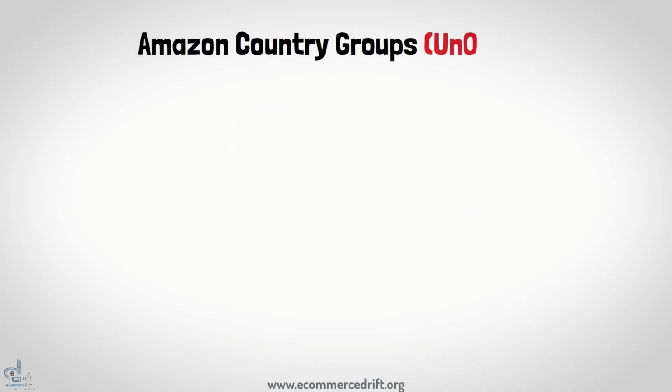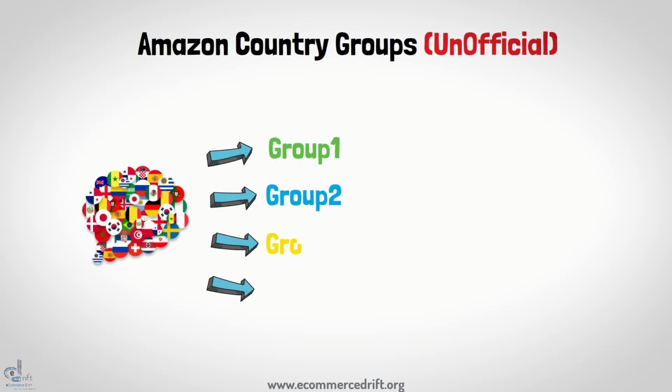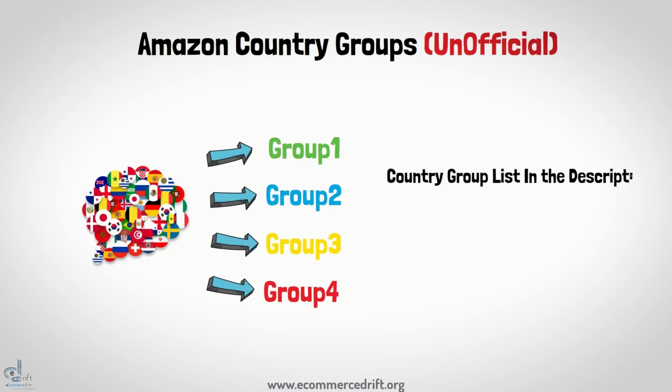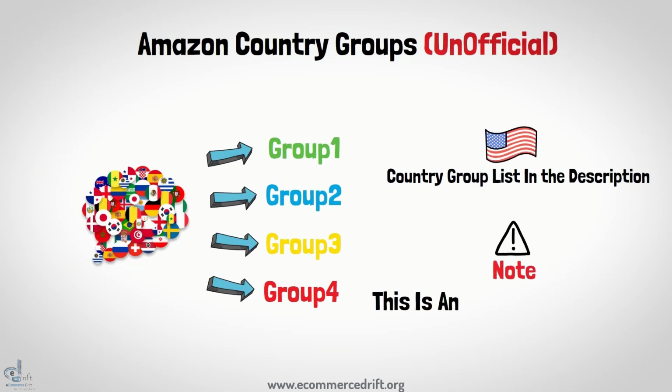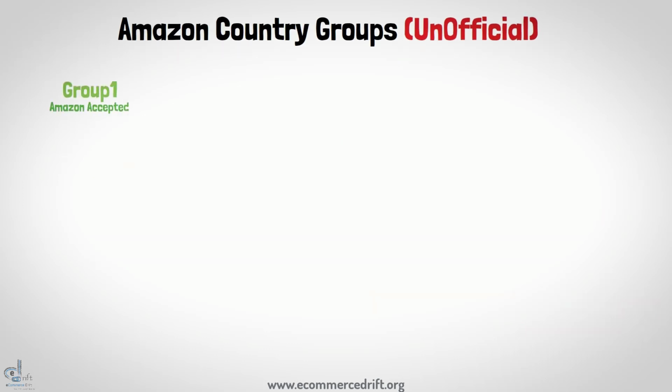We can unofficially divide the countries for Amazon into 4 groups for a particular marketplace. We will list the countries group-wise in the description for the US marketplace, but note that this is only for understanding purposes. You can refer to the official Amazon allowed countries from the links in the description beneath this video market-wise. Group 1 is a group of Amazon accepted countries and is by far considered the most easy group.